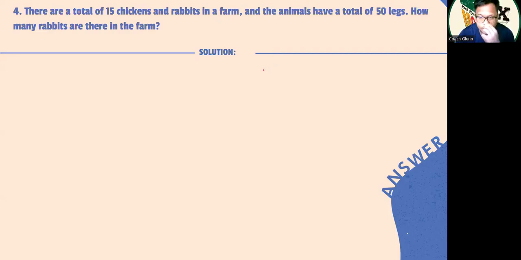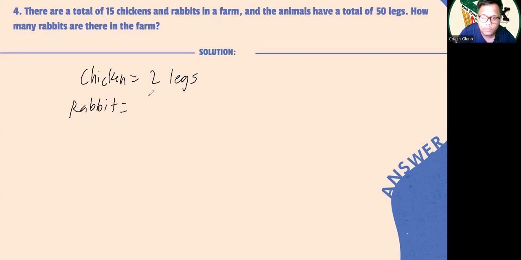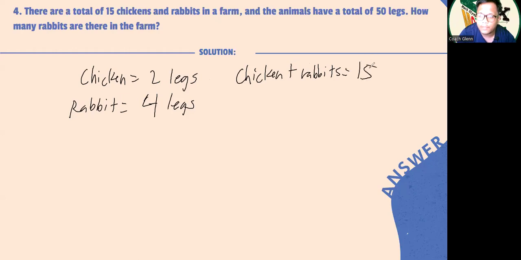So there are a total of 15 chickens and rabbits in a farm, and the animals have a total of 50 legs. How many rabbits are there in the farm? Okay. So first, let's count how many legs each animal has. A chicken has 2 legs. A rabbit has 4 legs. So that's our known fact. We also know that chickens plus rabbits is equal to 15.